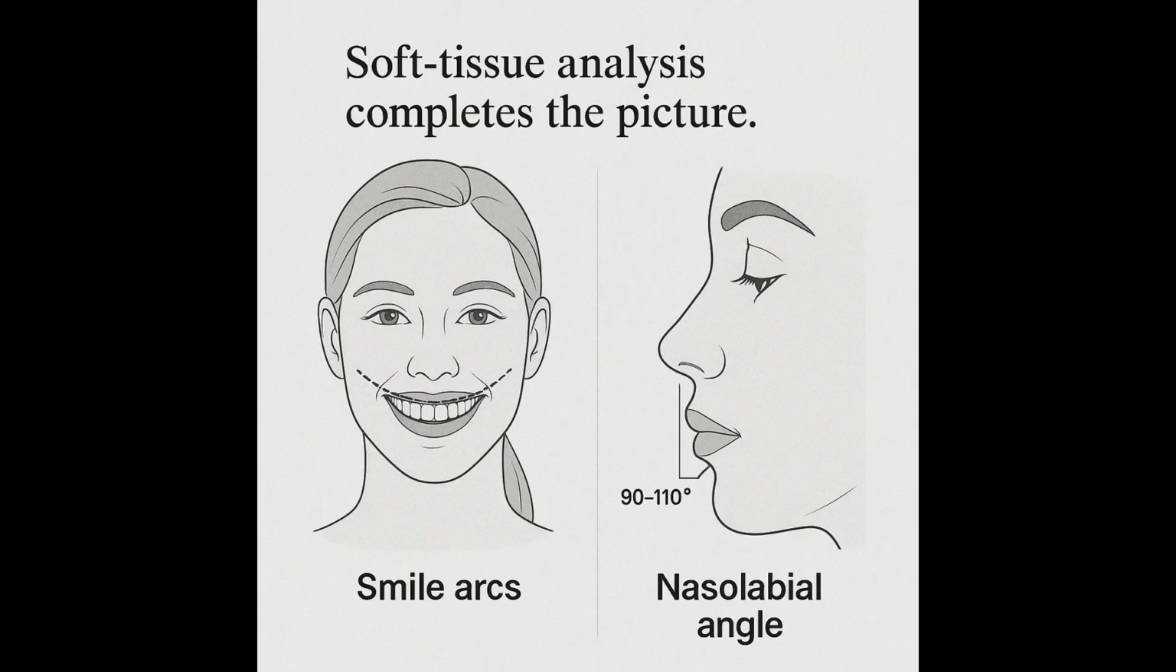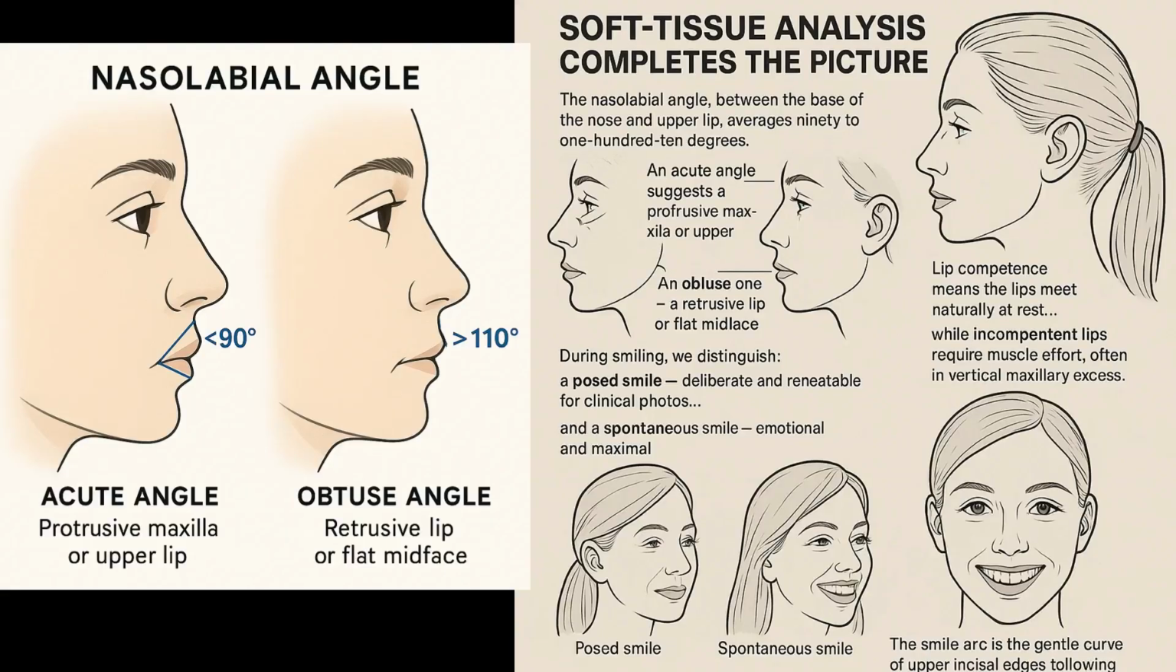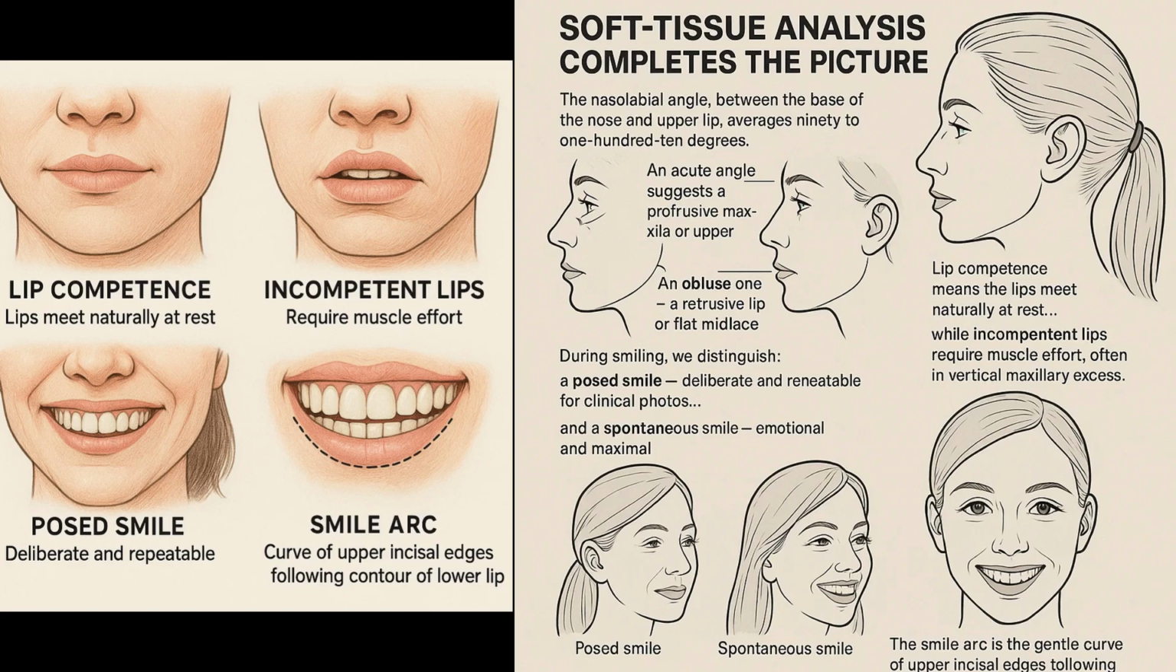Soft tissue profile and smile. Soft tissue analysis completes the picture. The nasolabial angle between the base of the nose and upper lip averages 90 to 110 degrees. An acute angle suggests a protrusive maxilla or upper lip. An obtuse one, a retrusive lip or flat midface. Lip competence means the lips meet naturally at rest, while incompetent lips require muscle effort, often in vertical maxillary excess.